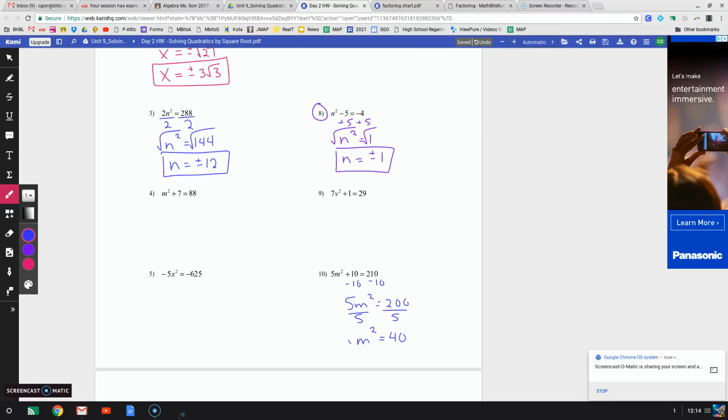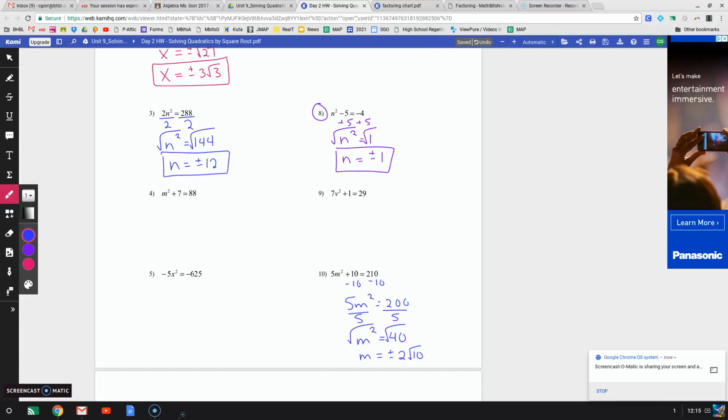Again, since I have no b term, I can take the square root of both sides. So m equals, and putting this in simplest radical form, I would talk about 4 times 10, which will give me plus or minus 2 radical 10. Hopefully that helps solve your homework.